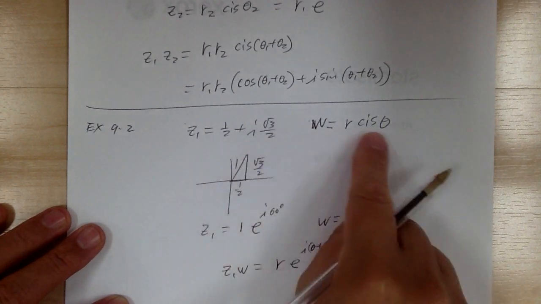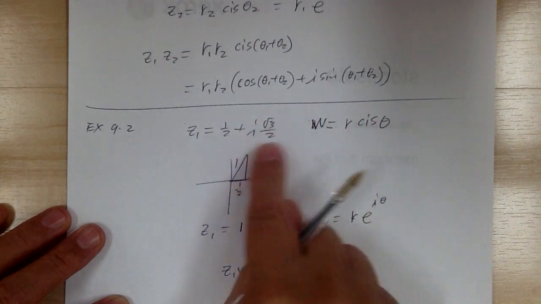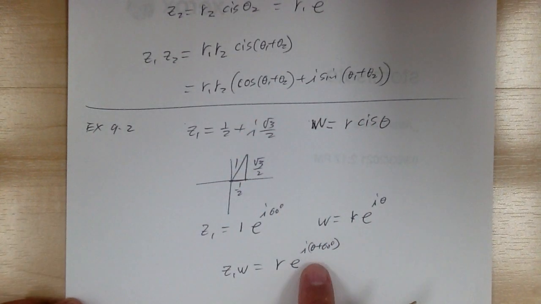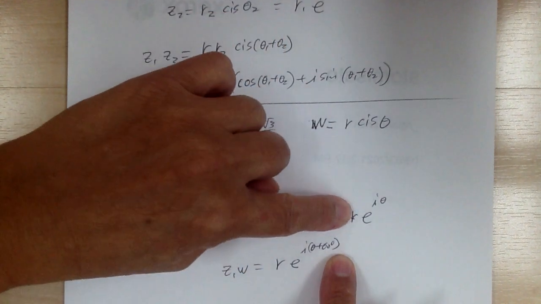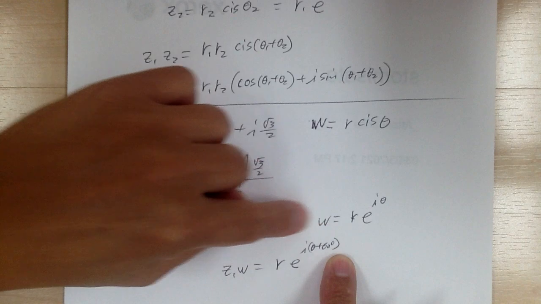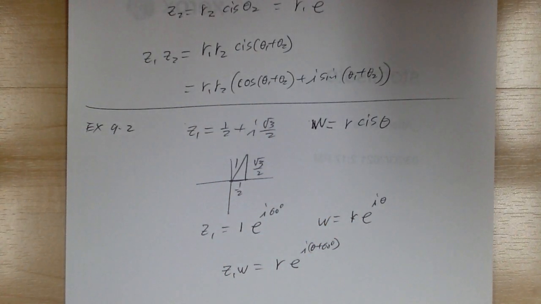So what happens when you multiply this together is that W will just rotate by 60 degrees. See that? You just add 60 degrees to it. So when you multiply W by Z, all you do is rotate by 60 degrees in this case.